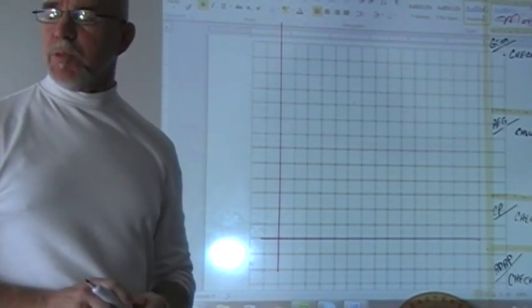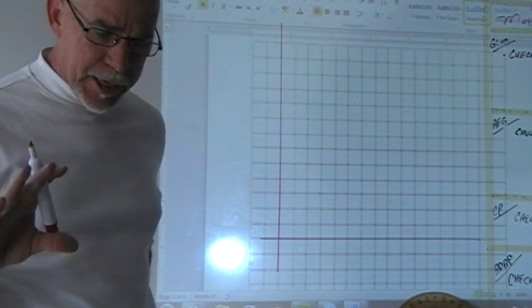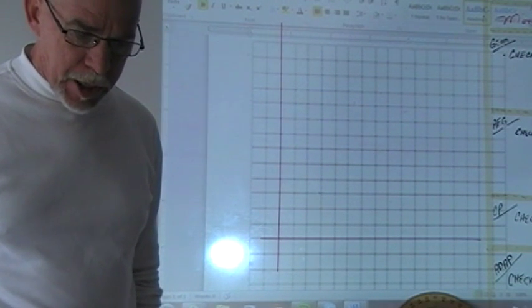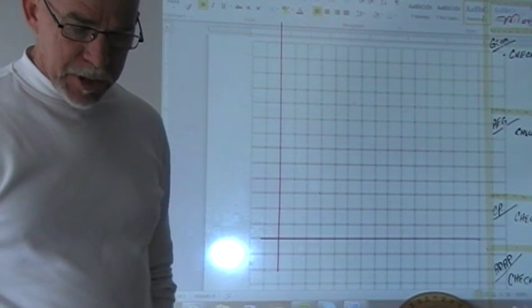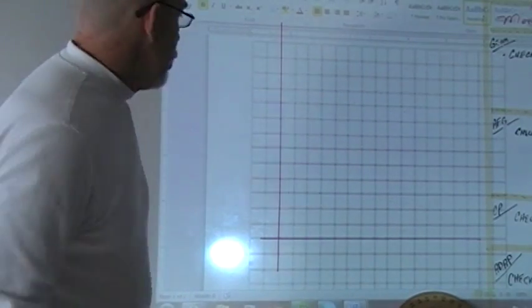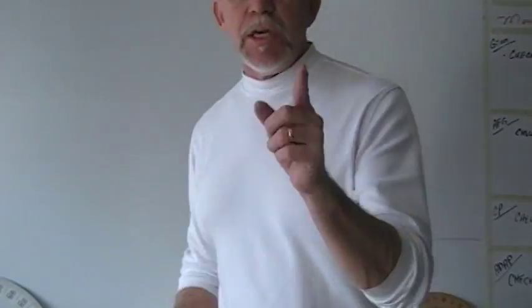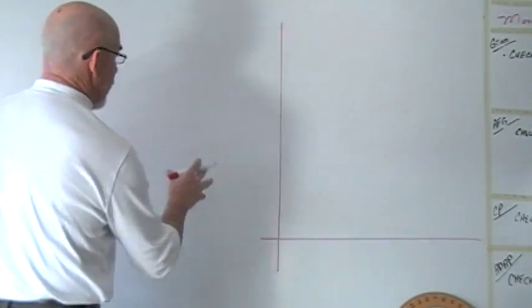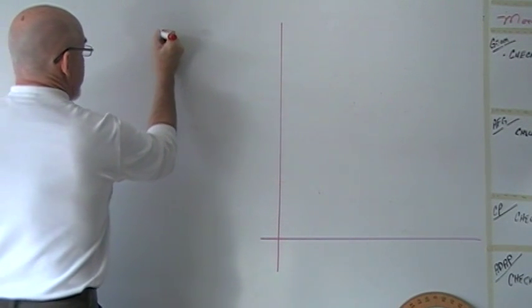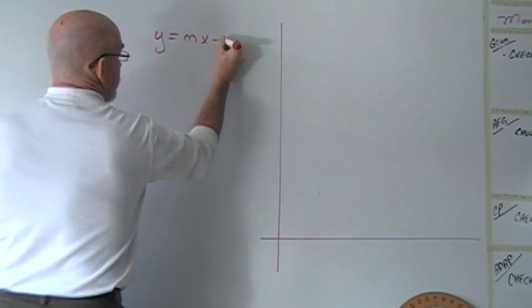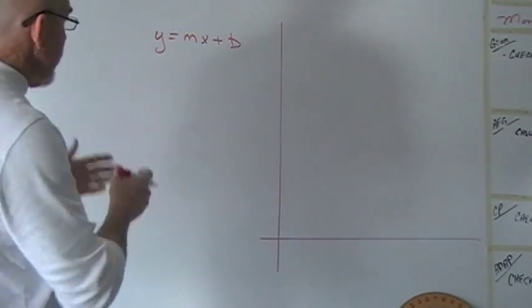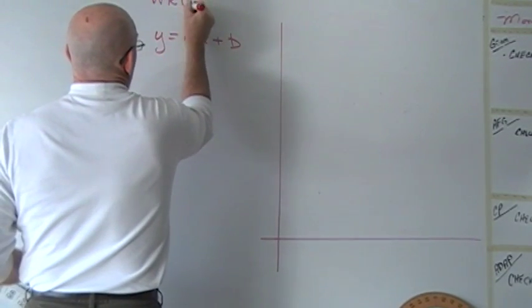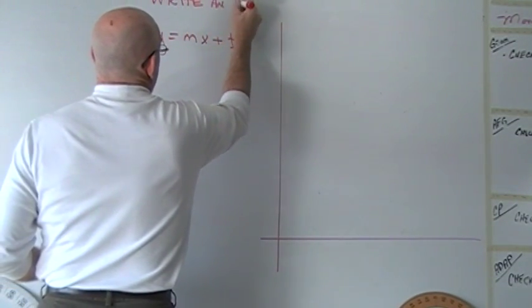So this is for the algebra class, and we're going to look at writing an equation when you're given either a graph or specific information about the equation. Today the information that we have for an equation could look like y equals mx plus b. Now we've looked at graphing this, and how to do the graphing of these kinds of things. Today we're going to be looking at how to write an equation.